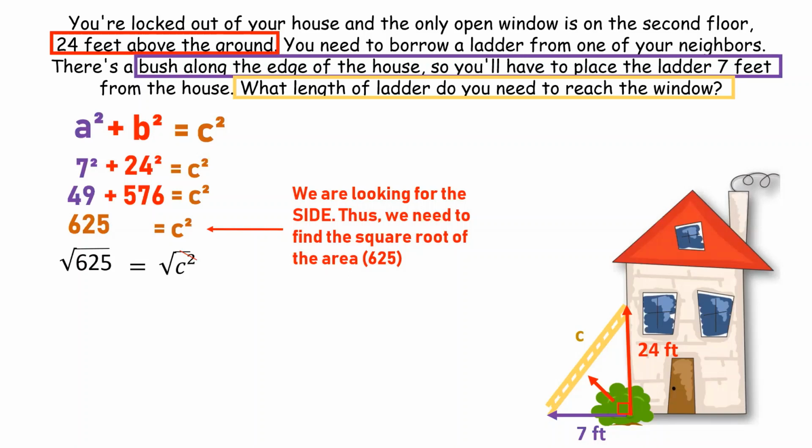The square root of 625 would be 25. Therefore, my missing length will be 25, and 25 represents how long the ladder will need to be for the ladder to reach the window.